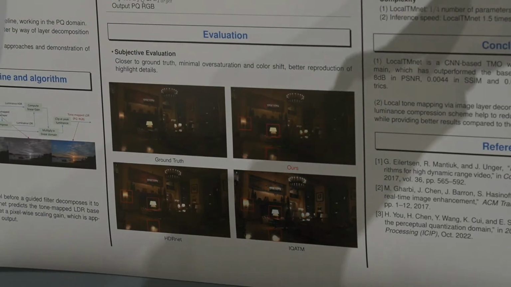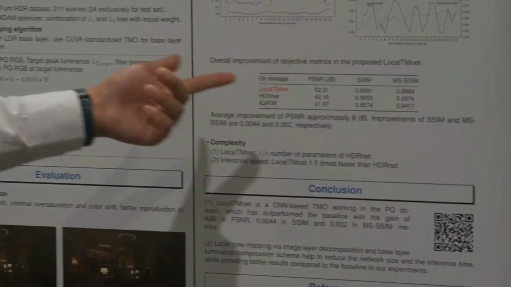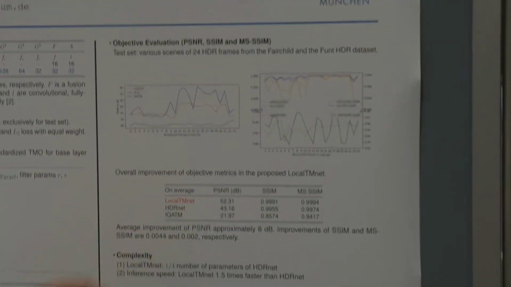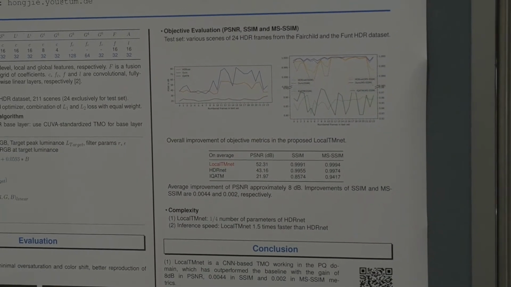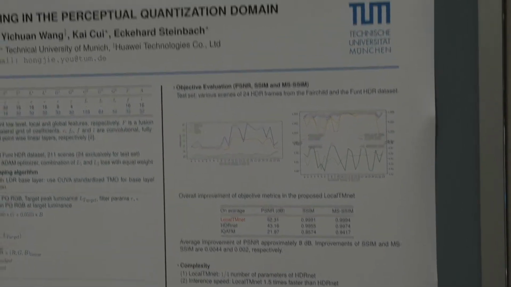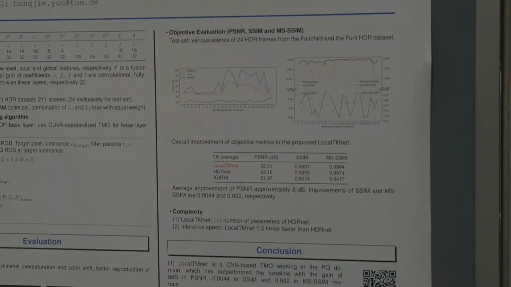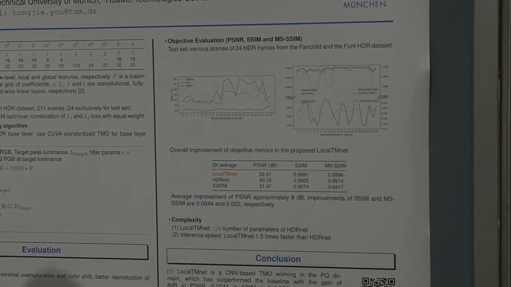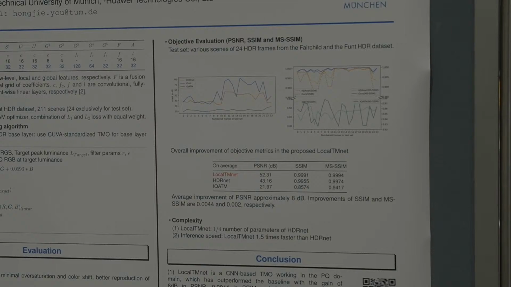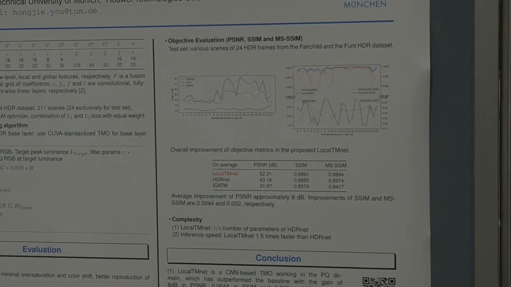And also here, you could take a look. Here is the objective evaluation. In order to compare to the ground truth, we take the traditional objective metric for images. This is PSNR, peak signal to noise ratio. And those two, SSIM and MS-SSIM, they are taken for comparing the structural similarity.